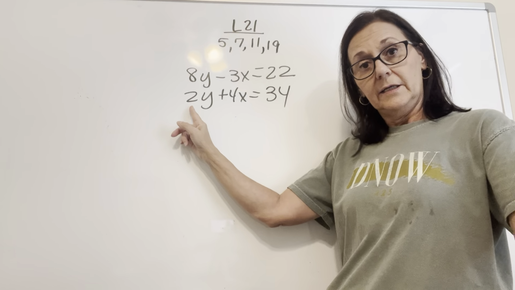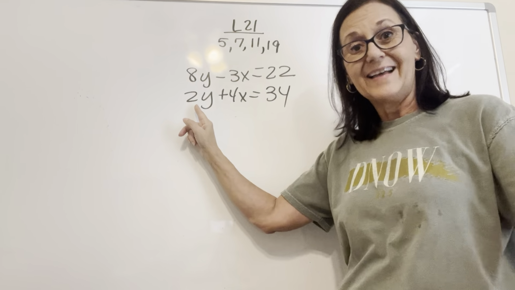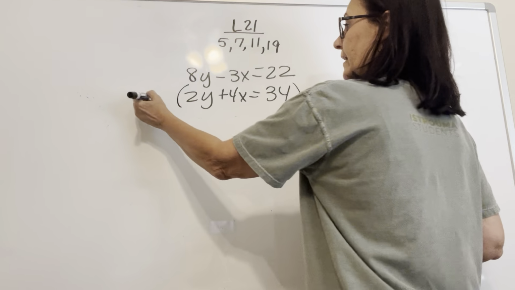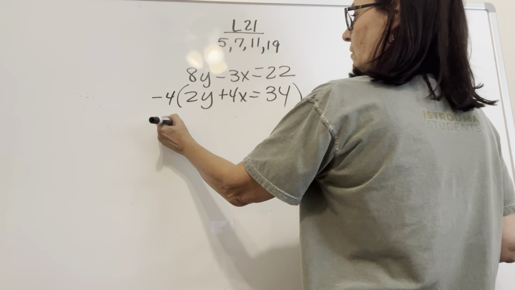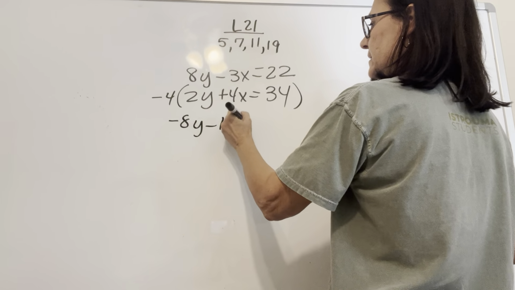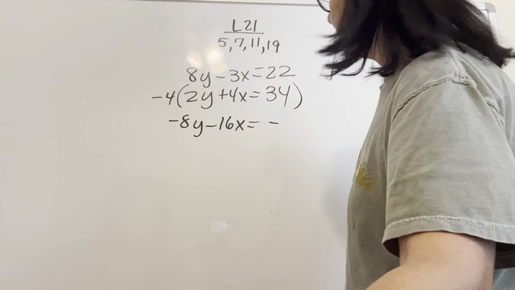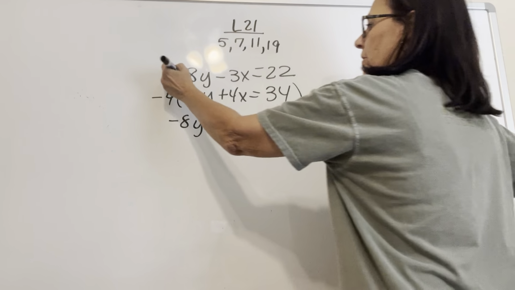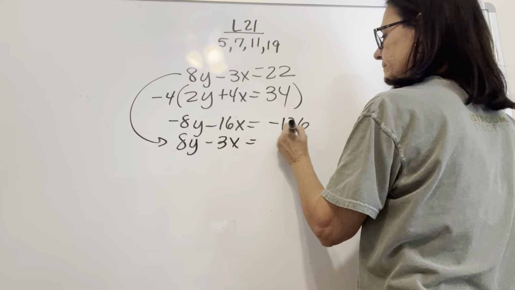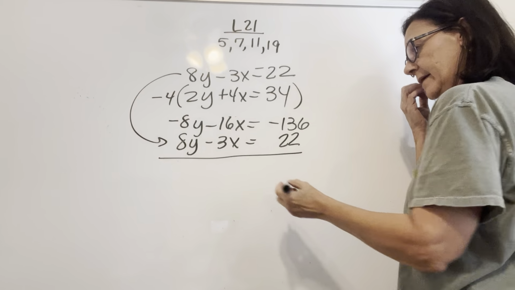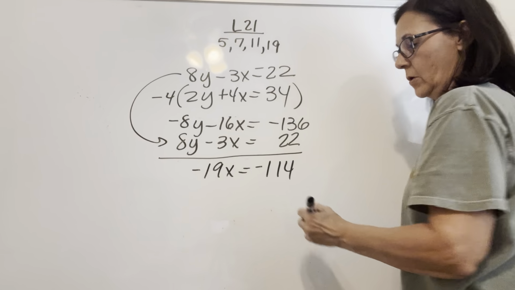However, if I multiply 2 by negative 4, I get a negative 8, and I can eliminate y. That's what I'm going to do. I'm going to take the second equation and multiply every term by negative 4. So I have negative 8y minus 16x, 34 times 4, negative 136. I'm going to rewrite the first equation underneath it. The y's eliminate. That's negative 19x is negative 114.